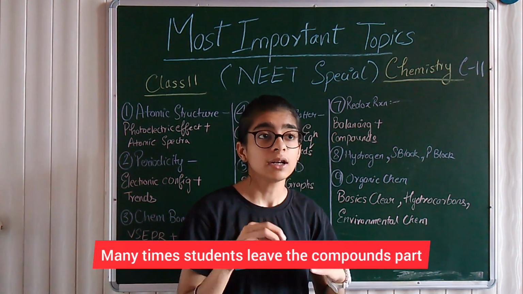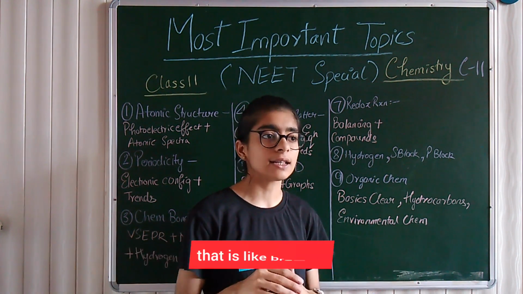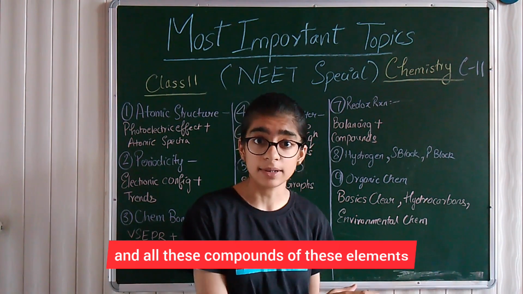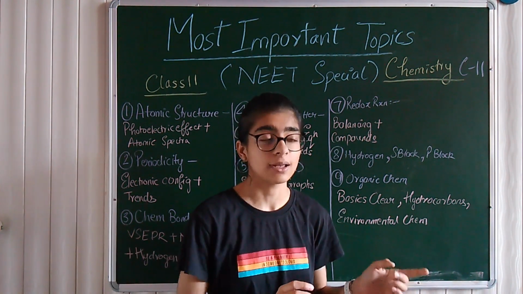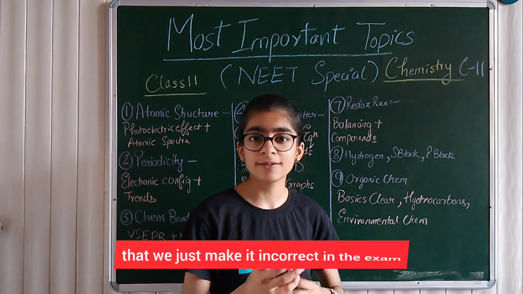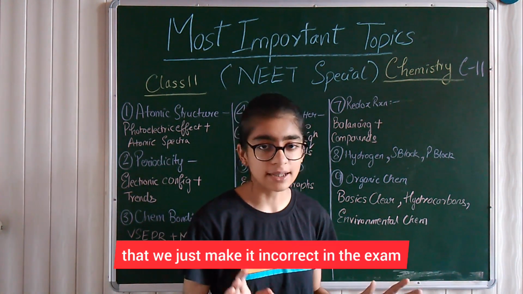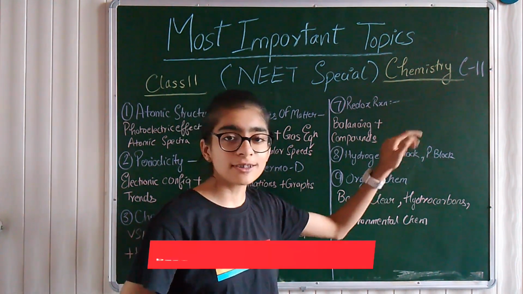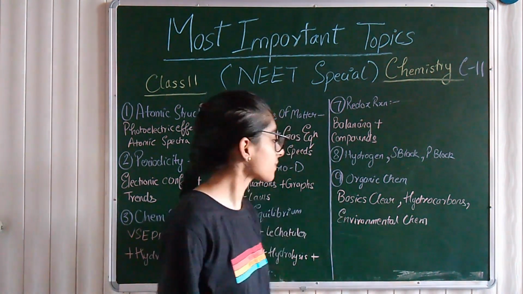Many times students leave out the compounds part, like bromine and the compounds of such elements that are exceptional ones. Even after knowing them, we sometimes get them wrong in the exam because we have not revised them from this chapter, since it is an underrated one.